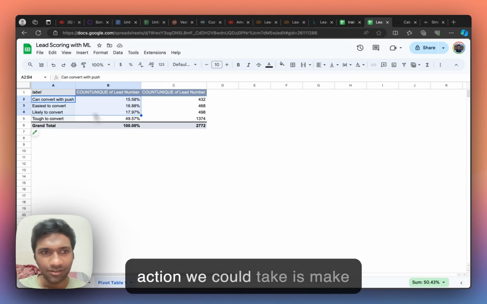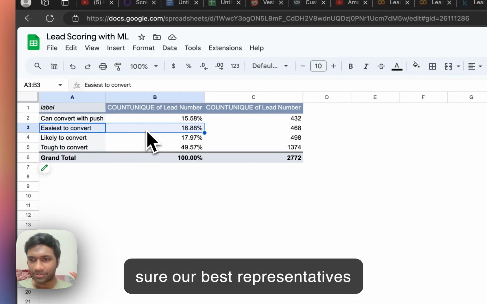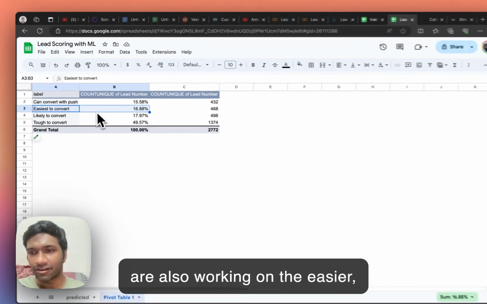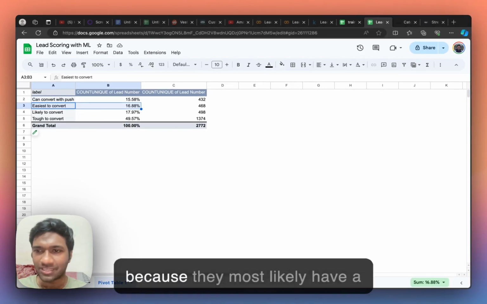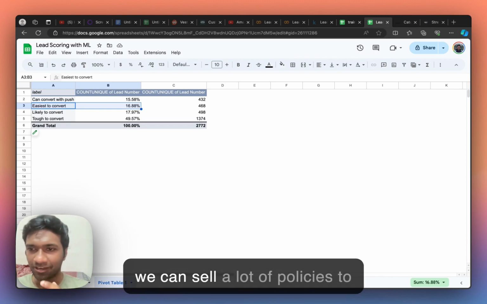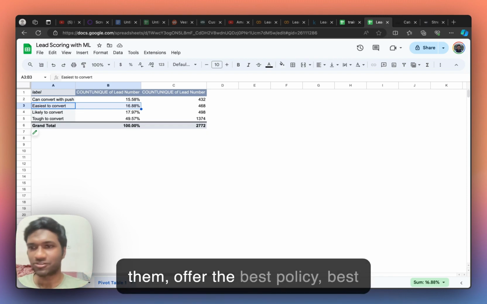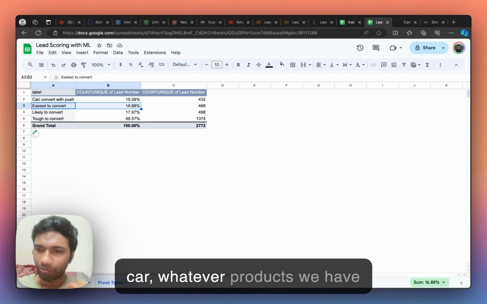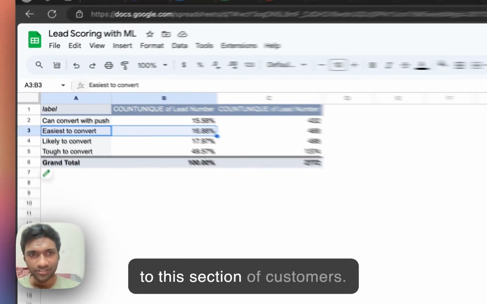Another action we could take is to make sure our best representatives are also working on the easiest to convert customers, because they most likely have a very high tendency to convert. So we can upsell a lot of policies to them, offer the best policy, best car, whatever products we have to this section of customers.